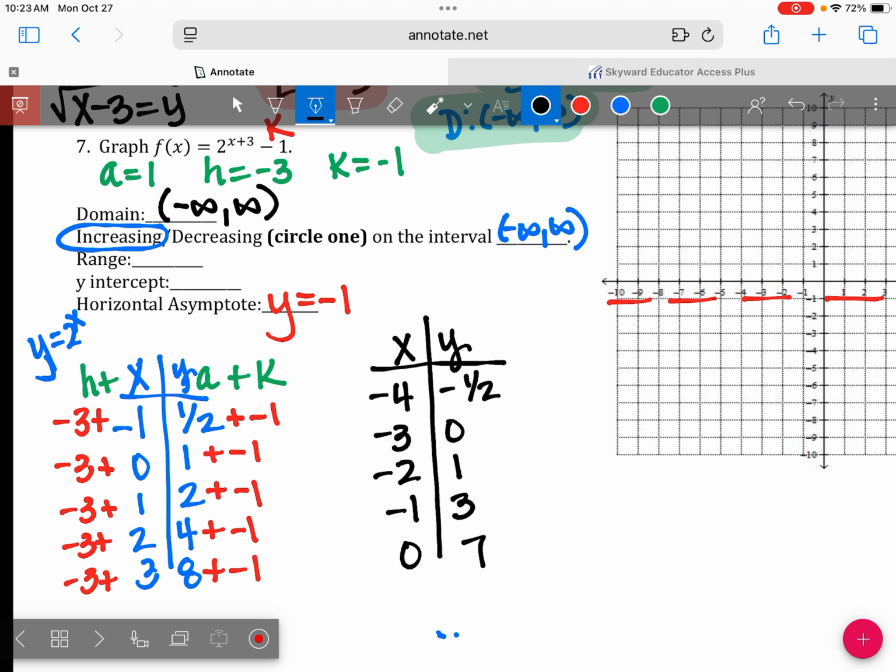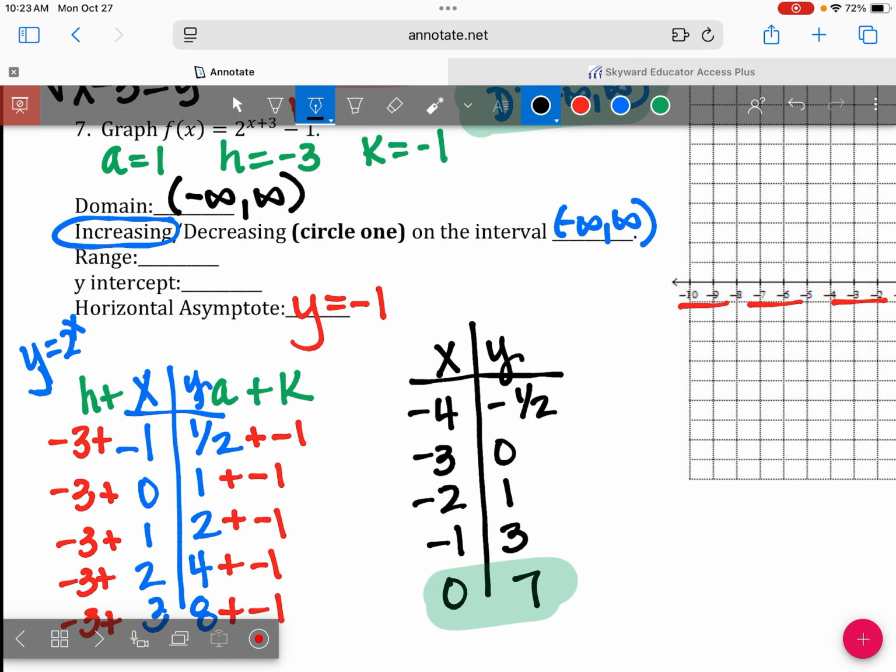Okay, so now looking for my y-intercept. The y-intercept is the y value when x is 0. And if we look at our transform table, that occurs right here. So that would be my y-intercept. And my range is k to infinity because it's increasing. So my k value is -1. So it would be -1 to infinity.